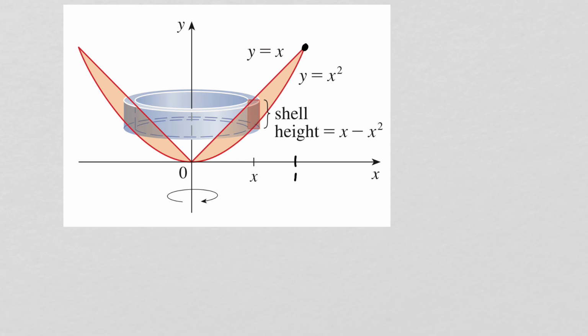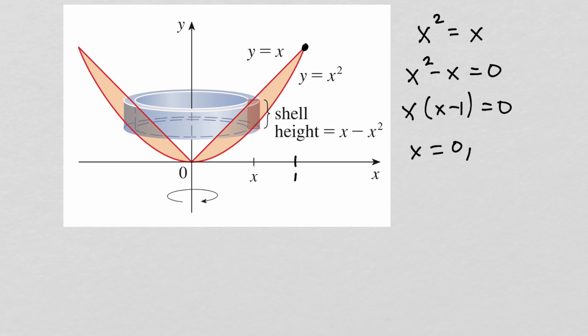Okay, and this is because if you solve for where those functions meet, you would set them equal to each other. And then you'd set it equal to 0. And when you factor it, you would see that x equals 0 or 1. Okay, so we know that they intersect at 0 and they intersect at 1. And again, here are those functions. Now, this is the image of what you get when you rotate it around.